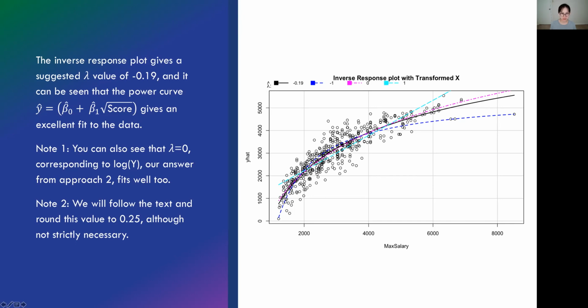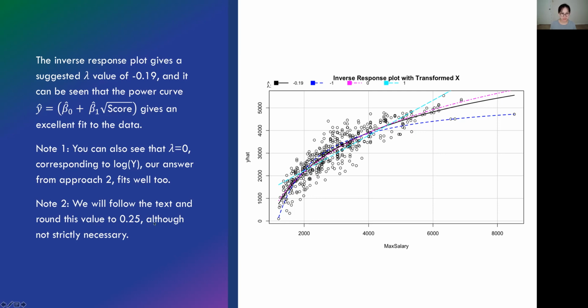This black line fits okay, and I think this pinkish line fits the data the best. The black line is not bad, but you can see that lambda equal to 0, corresponding to log of y, fits well.